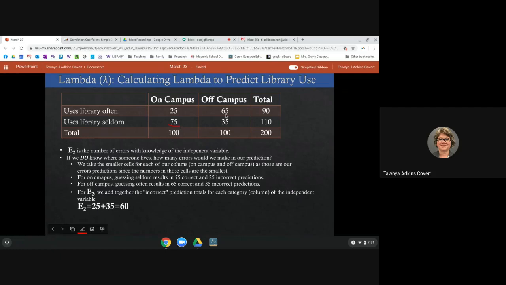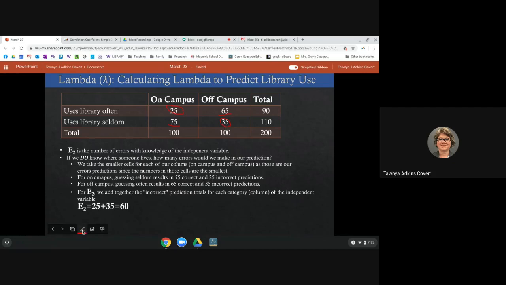So for E2, these are our best predictions, right? If somebody lives off campus, our best prediction is that they use the library often. If they live on campus, our best prediction is that they use it seldom. For the calculation of E2, we're going to take all the wrong answers, all the times that we would be wrong making that prediction, and add those together. So we would make 25 errors if someone was on campus and we predicted incorrectly, and we would make 35 errors if someone was off campus and we predicted incorrectly. Okay?